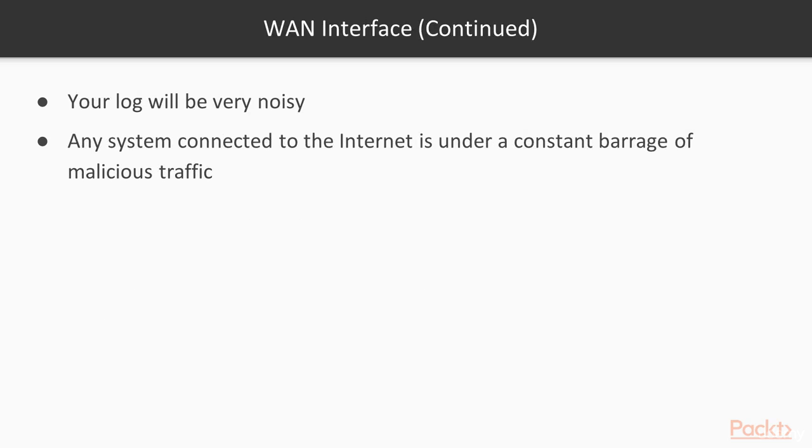Another limitation of monitoring via the WAN interface is that your log will be very noisy. Any system connected to the internet is under a constant barrage of malicious traffic from bots. There are systems out there infected with known viruses, worms, and rootkits that may attempt to spread themselves automatically via automated SSH scans, or attempts to exploit old vulnerabilities in software that you may or may not be running.